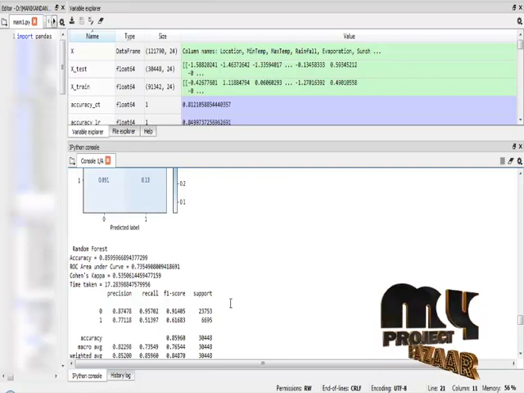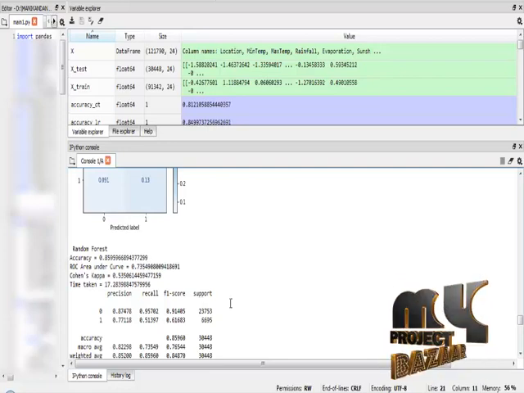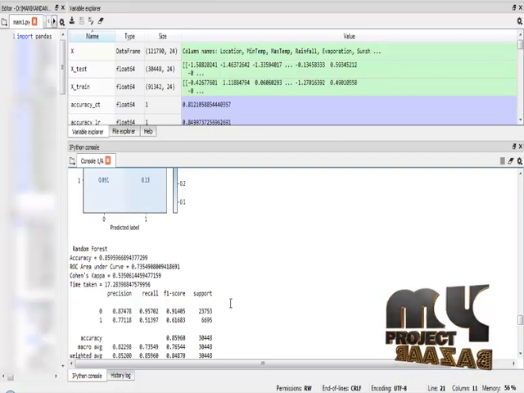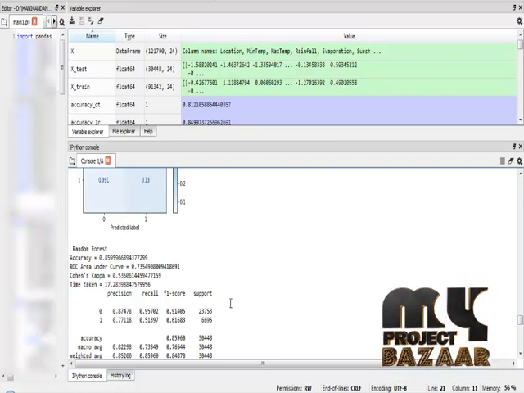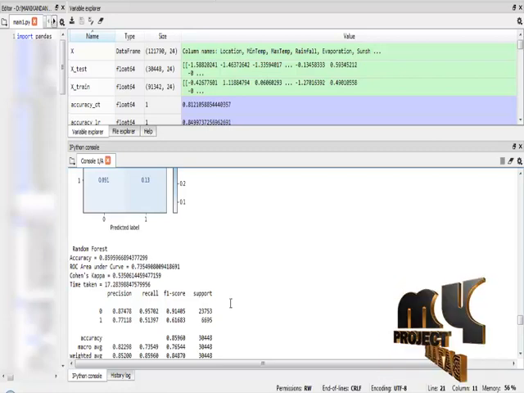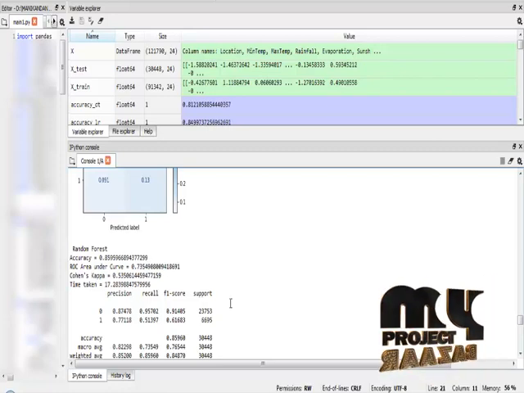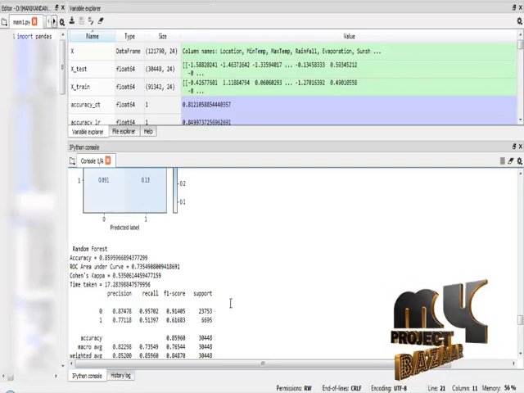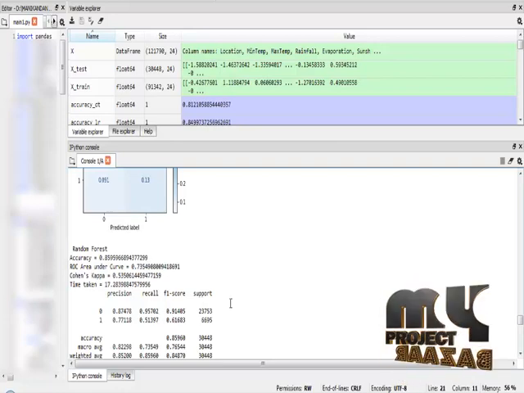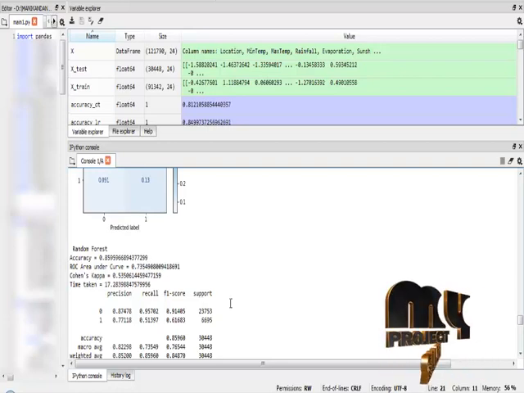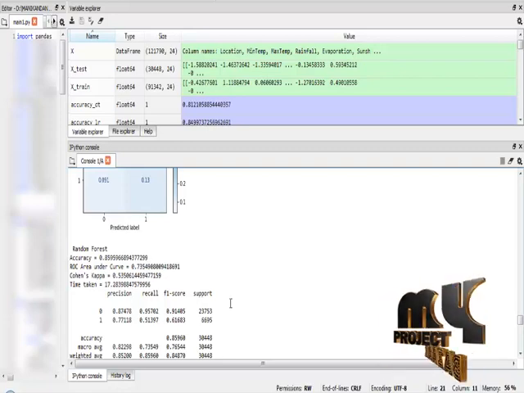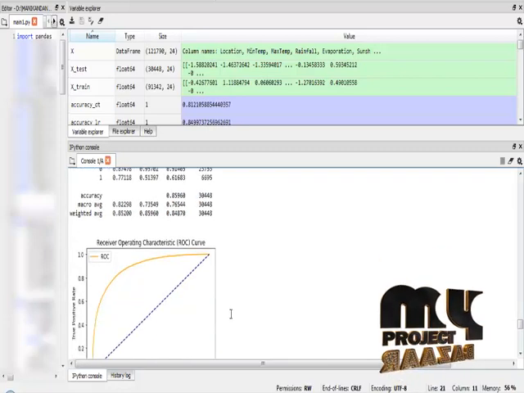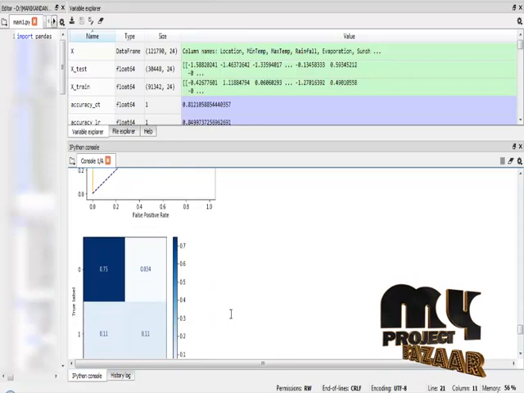And our final algorithm is the random forest algorithm. The random forest algorithm is one of the ensemble learning algorithms, which is an ensemble of many decision tree algorithms. The time taken by the random forest algorithm is 70.28 seconds, because it applies 500 different decision trees to make a prediction. The accuracy of the random forest algorithm is 85%, the ROC area under curve is 73%, and the Cohen-Kappa score is 53. And this is the classification report and the ROC curve for the random forest algorithm.